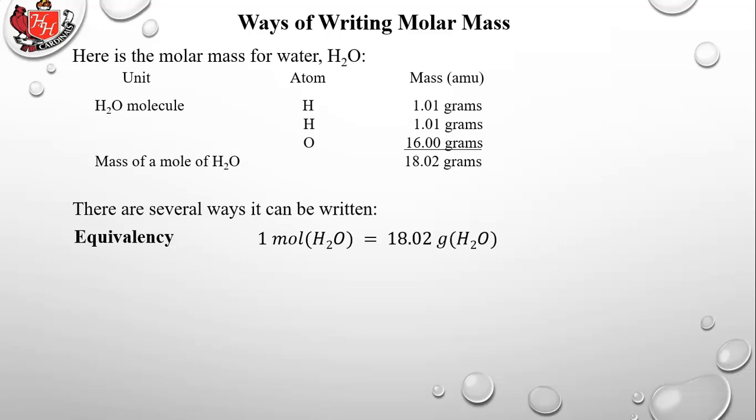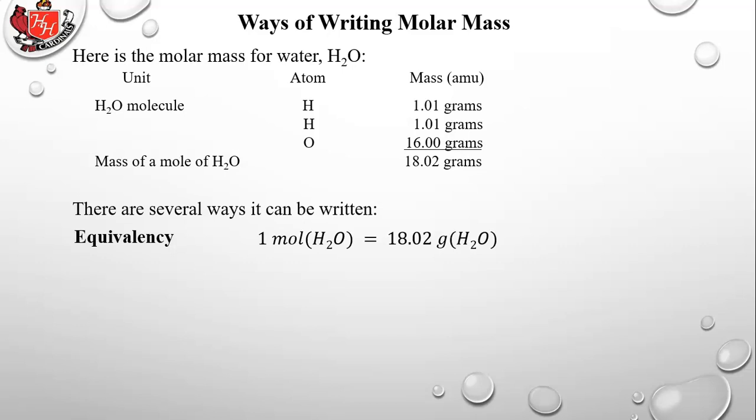And I'm going to emphasize this way of writing where you write the unit of measure, moles or grams, and then the substance, in this case H2O. Because in a problem, you'll be dealing with moles and grams, but you're also going to be dealing with different substances, H2O, CO2, CH4. And so you've got to keep track of not just the unit of measure, but what the substance is. So there's 1 mole of H2O equals 18.02 grams of H2O.